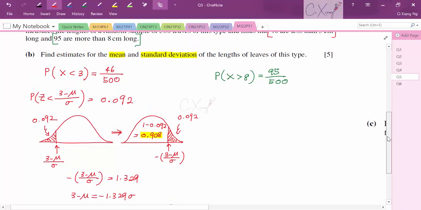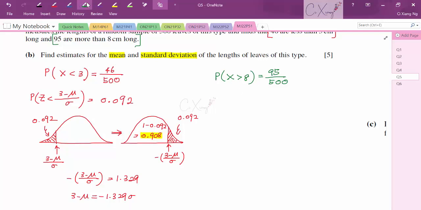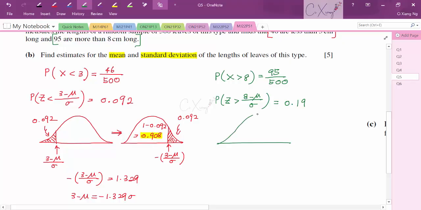Okay, and now we proceed to the second piece of information. Again, the same step I need to apply is to standardize it. So 8 minus mu divided by standard deviation, and the probability that I get should be 0.19. If I figure out the area of this diagram, it should be somewhere like this, and this area is 0.19, which means that this particular value of z will be 8 minus mu divided by standard deviation. So this is a small area.